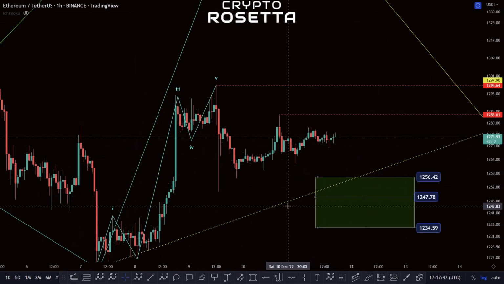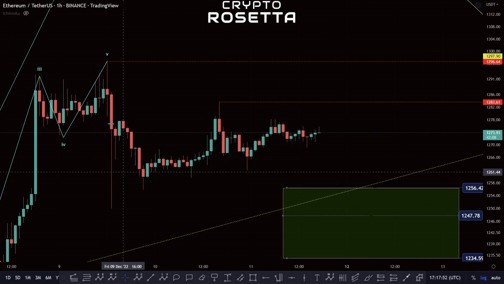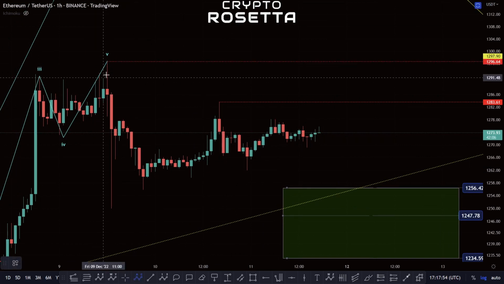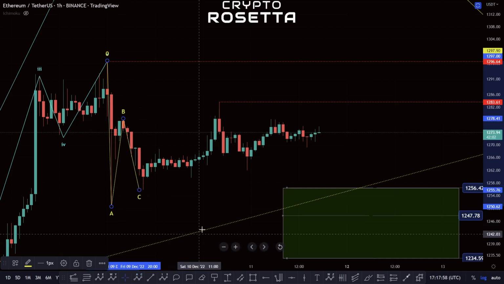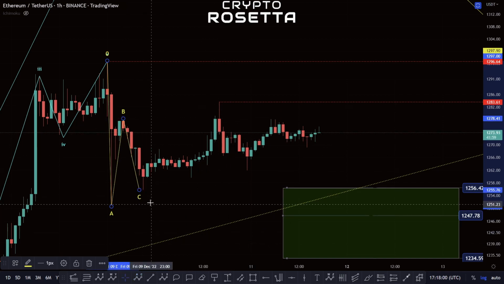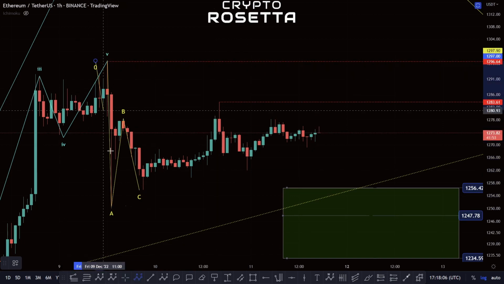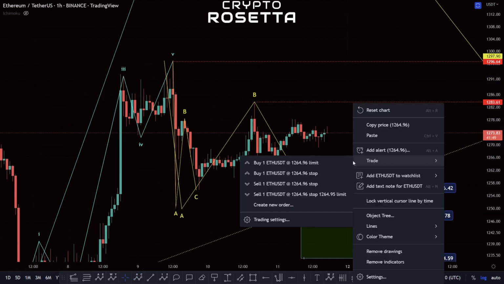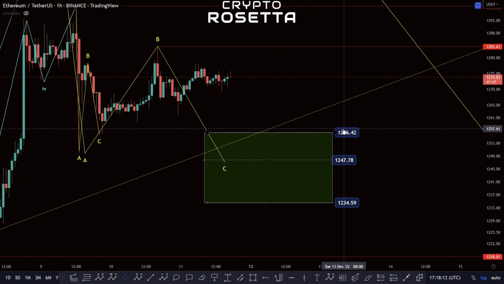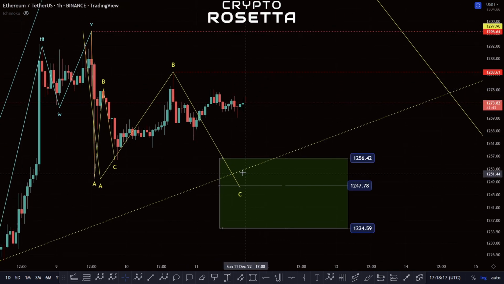So if we jump back into the hourly here, there's a few ways that we can look at this. So we can look at this as an A, B, C into this point, and then basically we've had another A, B, C to the upside here, and what we would be looking at is a bigger A into this low, a B and a C that we were looking to track down into the support zone here between 1256 and 1234.